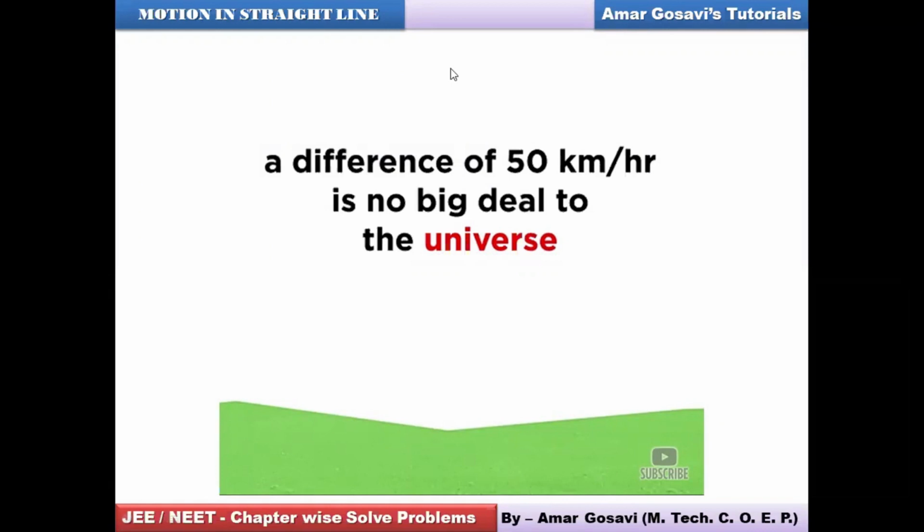what I mean to say over here is, in this case, this 50 kilometer per hour would make no difference when you try to analyze the motion of Earth and other planets in the solar system, say for example. But the difference of 50 kilometer per hour will definitely make a difference.